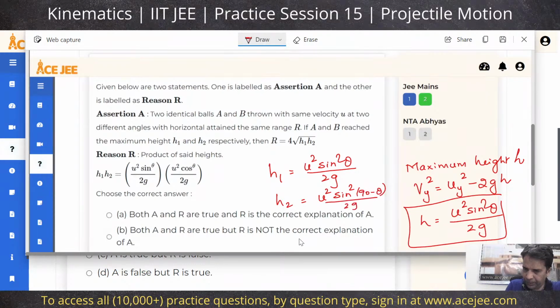Yeah. So here I assume that you have already corrected and you've assumed that this is actually cos square theta. This is sine square. Yes. Okay.